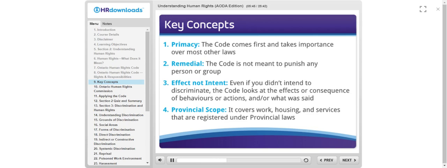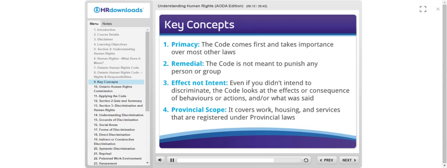Second, the Code is remedial. This means that the Code is not meant to punish any person or group. The Code is meant to improve or remedy a negative situation and aims to eliminate discrimination through education and awareness. Third, the Code represents effect, not intent. Under the Code, even if you don't intend to discriminate, the Code looks at the effects or consequences of behaviors or actions and/or what was said.